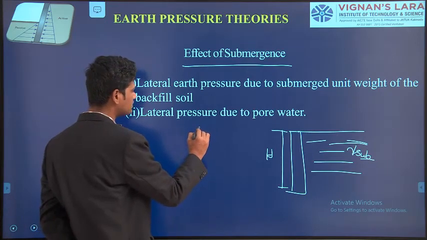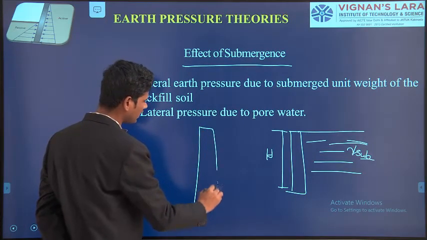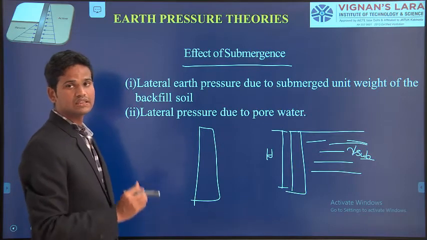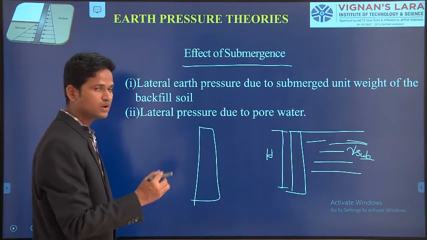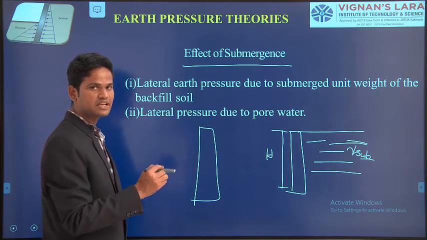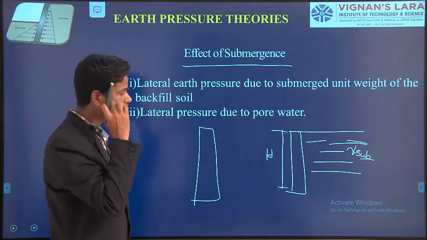If you consider this retaining wall, for this condition there are two types of horizontal forces acting on the wall. The first is the horizontal earth pressure and the second is the pore water pressure.